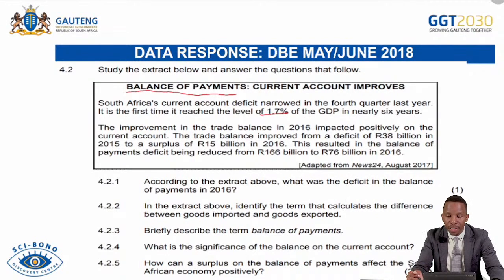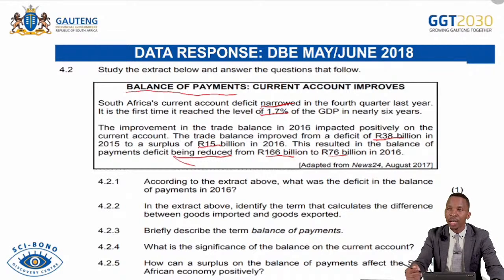Then you underline the basic information. And then also you continue: the improvement in the trade balance intrinsic impacted positively on the current account. The trade balance improved from deficit of 38 billion in 2015 to surplus of 15 billion in 2016. This resulted in the balance of payments deficit being reduced from 166 billion to 76 billion in 2016. So we have underlined the whole information. Don't forget to check the source, adapted from News 24 August 2017.